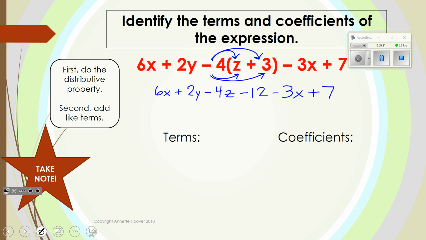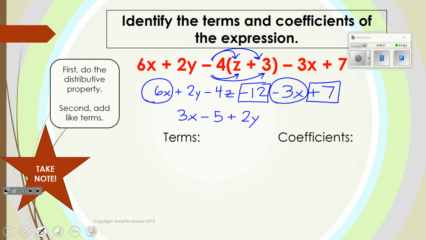So far, all I did was the distributive property. Now I want to check, are there any like terms that I can combine? Like terms are terms that have the same variable attached. So I have a 6x and a negative 3x that I can combine. When I combine that, that makes 3x. I have a term without a variable and a term without a variable. I have two constants, so I can combine them. That would be a negative 5. I only have one y term, so I'm going to copy it down. I only have one z term.